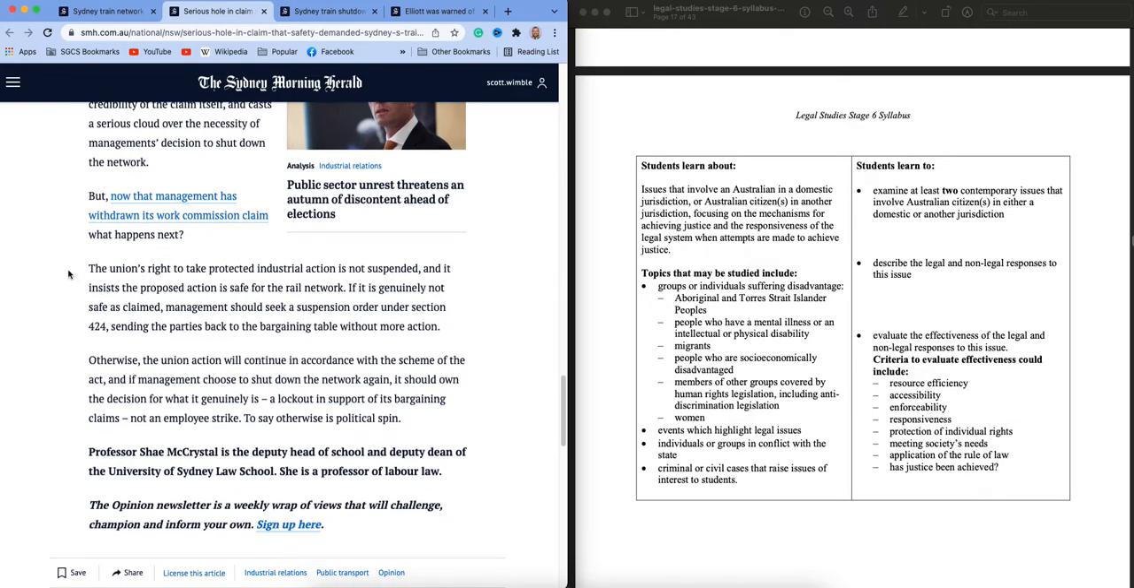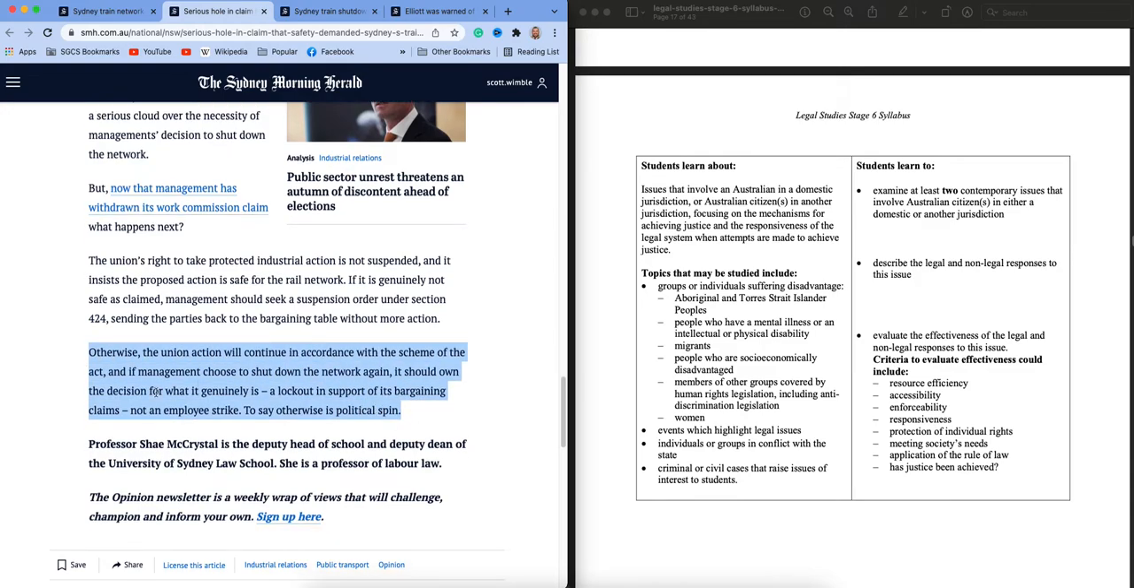The union's right to take protected industrial action is not suspended, and it insists the proposed action is safe. If it's genuinely not safe as claimed, management should seek a suspension order under Section 424, sending the parties back to the bargaining table. Otherwise, the union action will continue in accordance with the scheme of the Act, and if management choose to shut down the network again, it should own the decision for what it genuinely is, and this is Shay's opinion, a lockout in support of its bargaining claims, not an employee strike. To say otherwise is political spin.